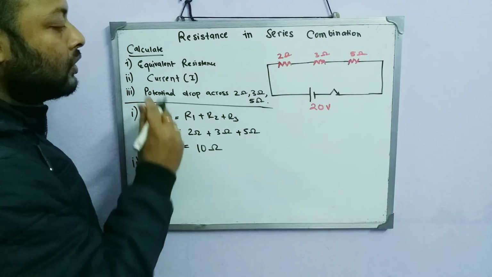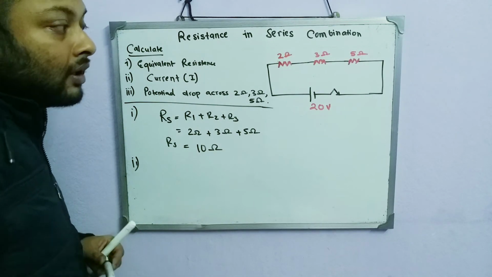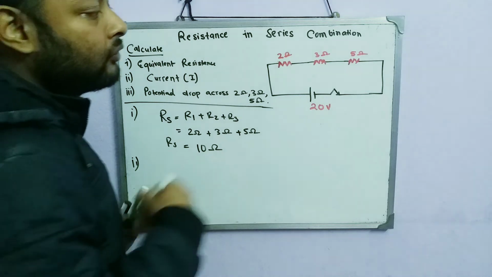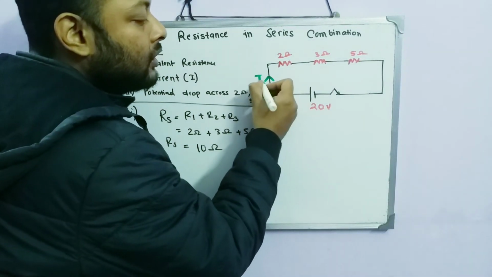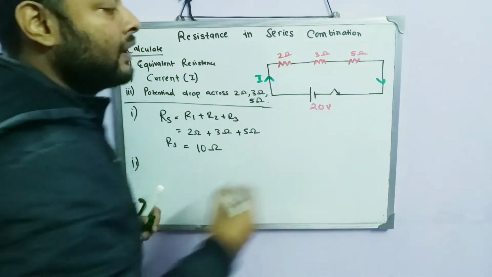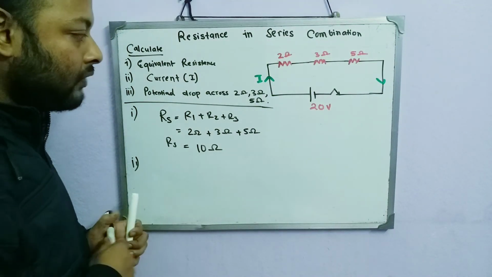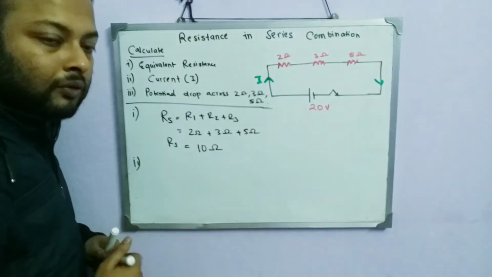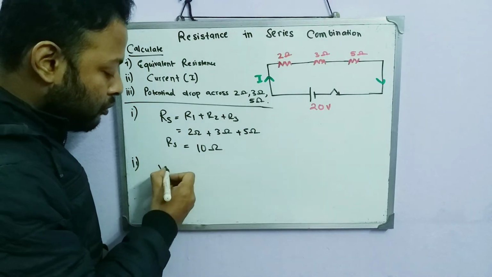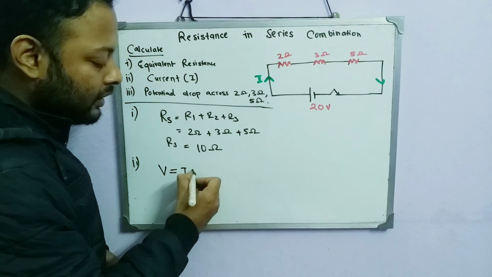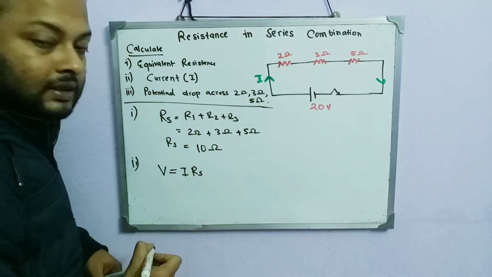Now part 2, calculate the current. In this circuit there is a current flowing. This current is I. Now I need to find the value of this current I. So how am I supposed to find it? I'll use Ohm's law only. Potential is equal to current into equivalent resistance, Rs.